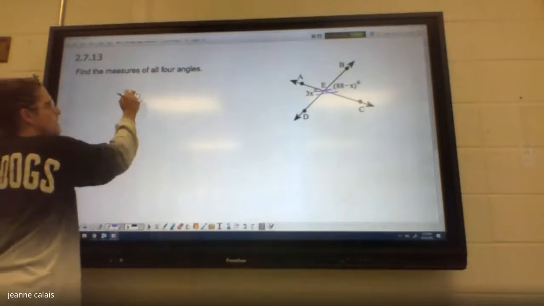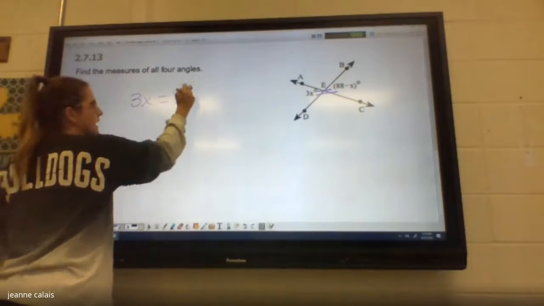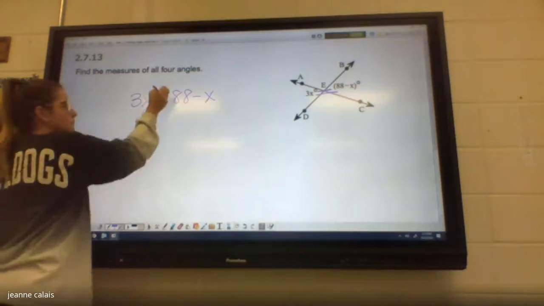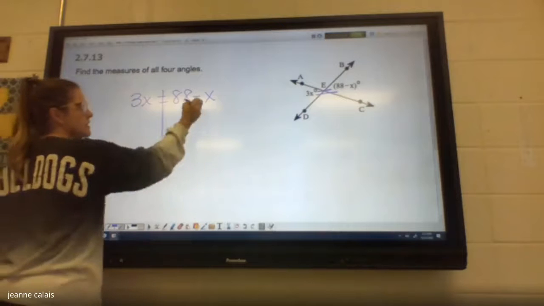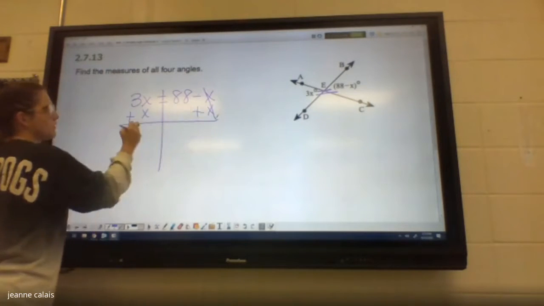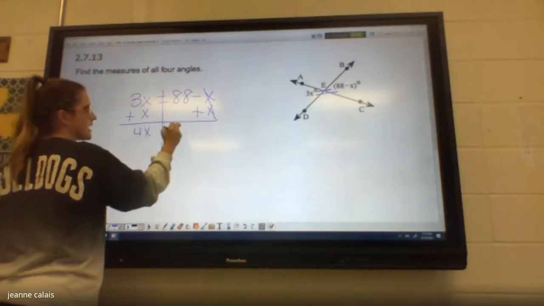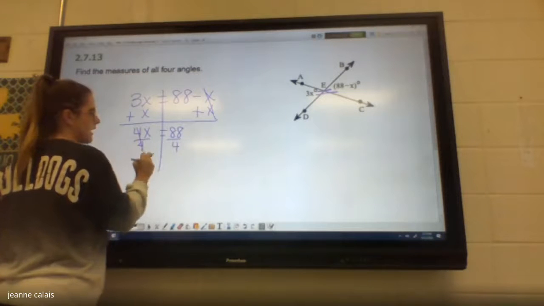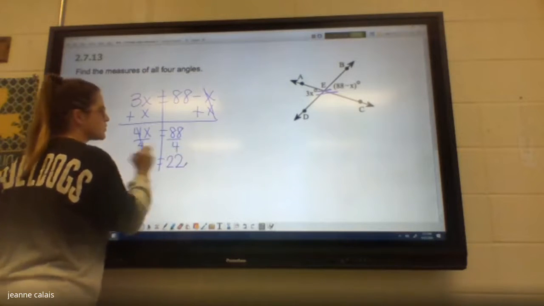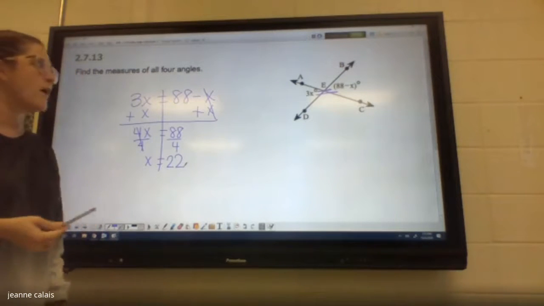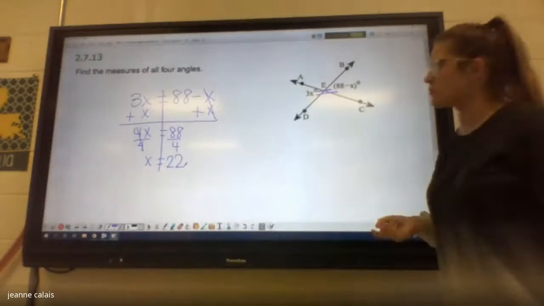Okay, so 3x equals 88 minus x. Once you set up your equation, then you can go ahead and find x. Add x to both sides: 4x equals 88, divide by 4, x equals 22. All right, so once you find the value of your variable, you're going to use that to find the measure of your angles.